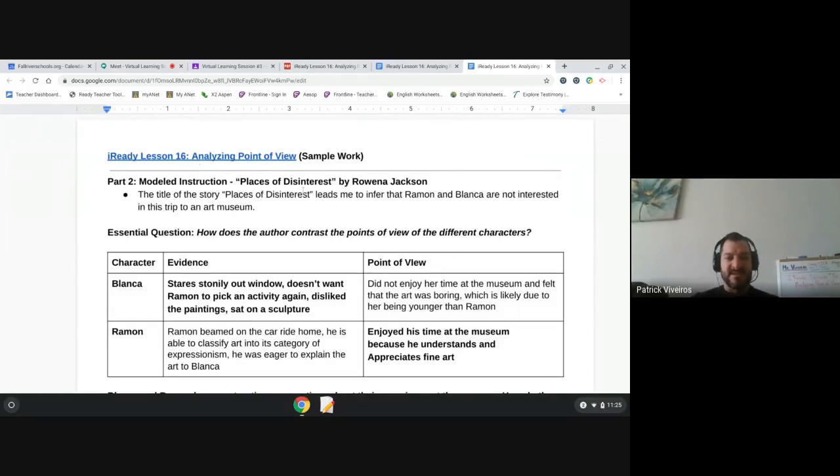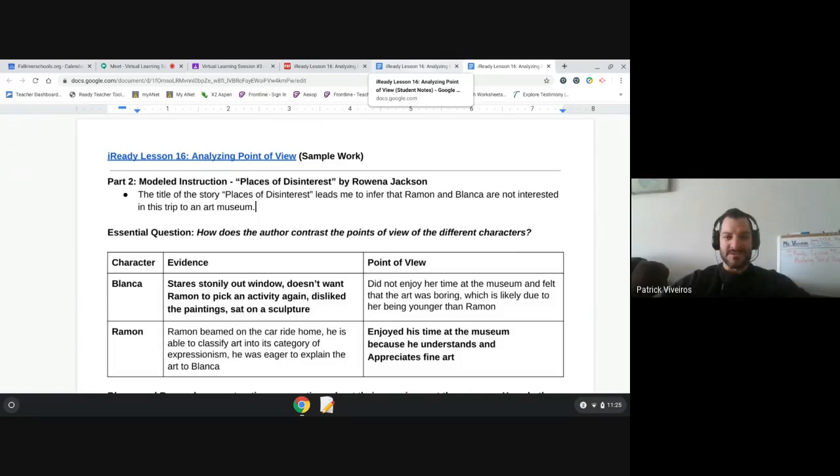So again, the title is Places of Disinterest by Rowanna Jackson. The title of the story, Places of Disinterest, leads me to infer that Ramon and Blanca are not interested in this trip to an art museum. Now, I do discover that my inference was incorrect later. It seems like one character actually finds the art museum very exciting, while the other character is not very excited at all about their experience at the art museum.